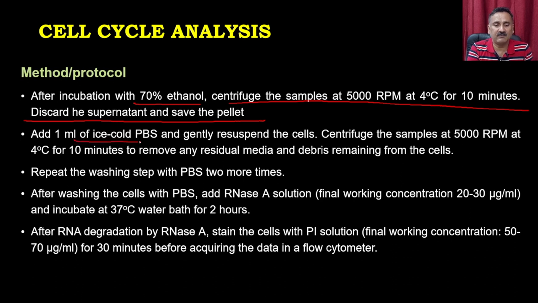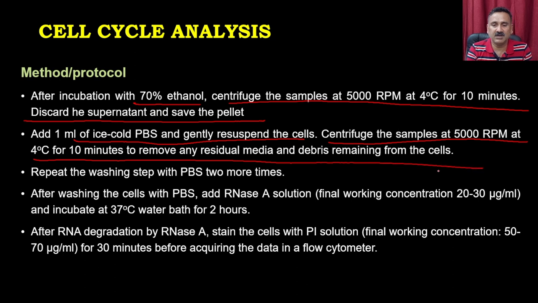Then you add 1 ml of ice cold PBS and gently suspend the cells. Centrifuge the sample at 5000 RPM at 4 degrees for 10 minutes to remove any residual media and debris remaining from the cells. Repeat the washing step with the PBS two more times.